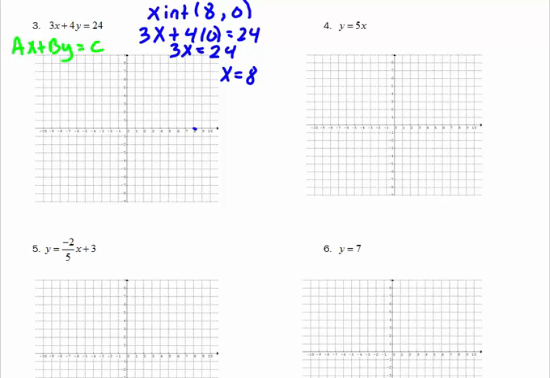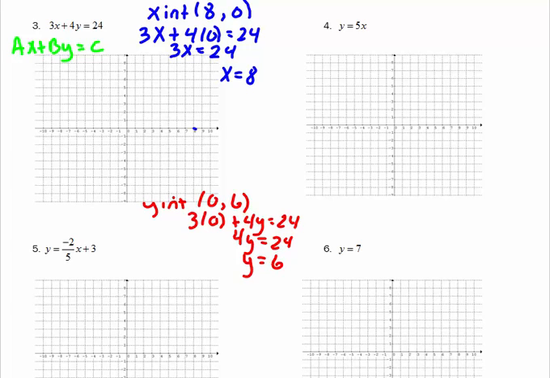Now, how do we find the y-intercept? Well, to find the y-intercept, we're going to let x be 0. If I let x be 0, I get 3 times 0 plus 4y is supposed to equal 24. 3 times 0 is 0, so 4y equals 24. Divide both sides by 4, so y is going to equal 6. So my y-intercept is (0, 6). Connecting those, putting arrows, because it goes on indefinitely. There's the graph of the line.